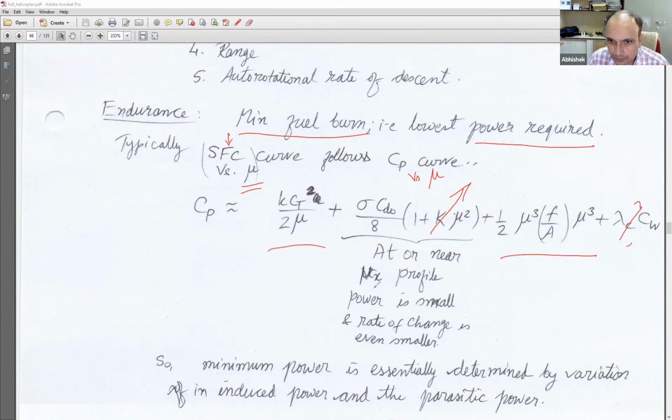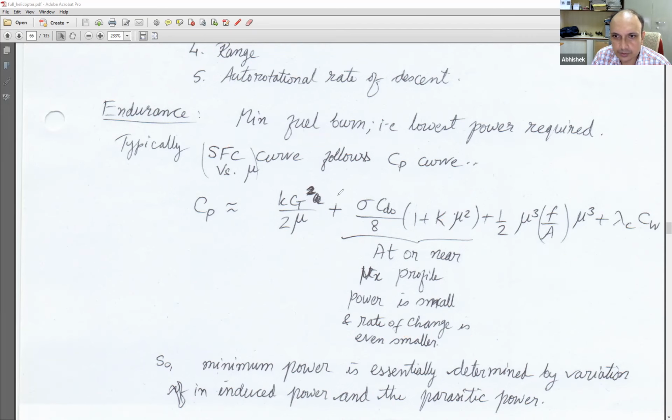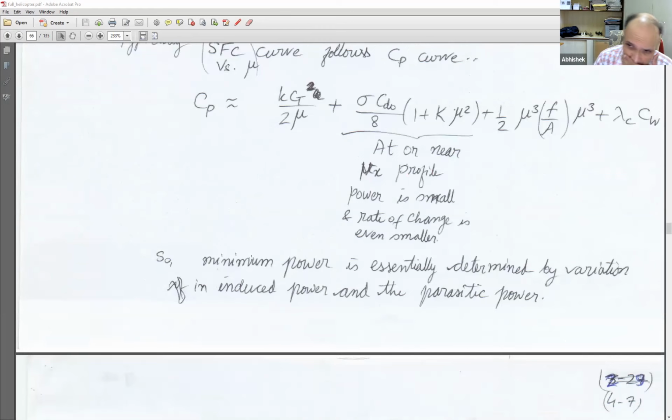So the claim we are making is that near this best endurance speed, mu x, my profile power is small, and therefore the rate of change of this profile power will be even smaller. So when I take dCp by d mu, I can happily ignore this particular term, because it will be small. So now minimum power is essentially determined by.